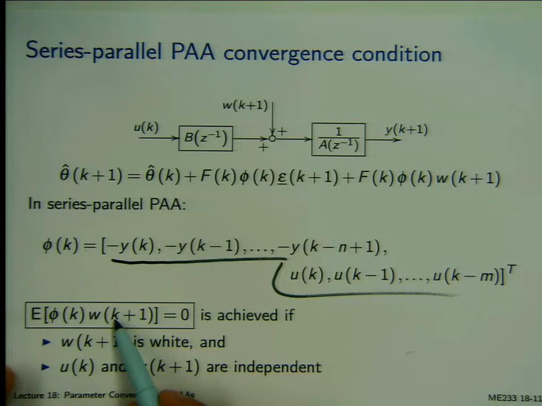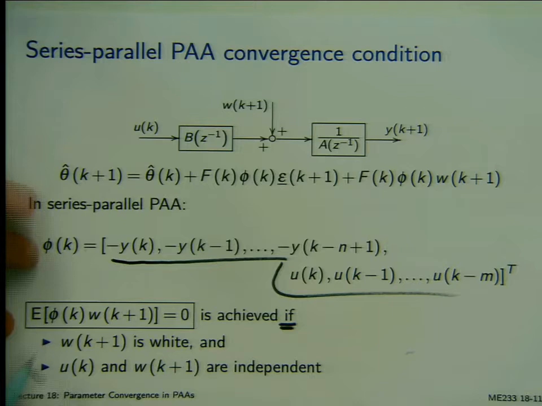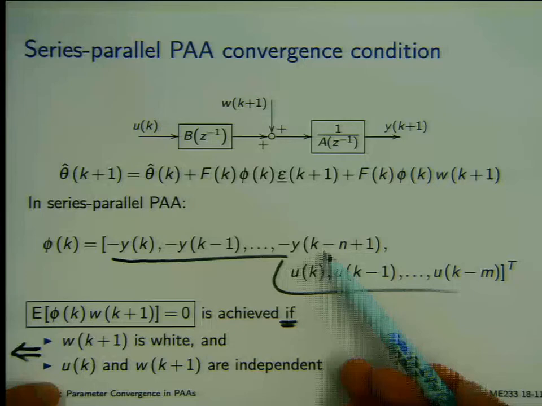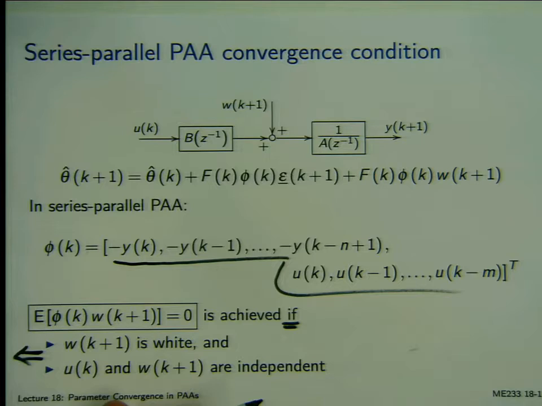So, indeed, this is an if condition. Be careful, this is not an if and only if condition. If you see, this is a very strong requirement actually. If w is white, then it's going to be independent of these guys. And if u_k and w_{k+1} are independent, this is what we talked about. So if these two hold, then we are going to have this expectation be zero. Guaranteed.